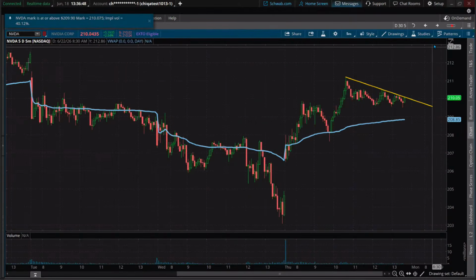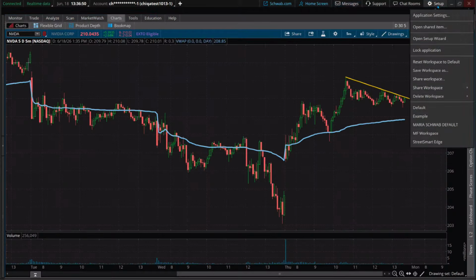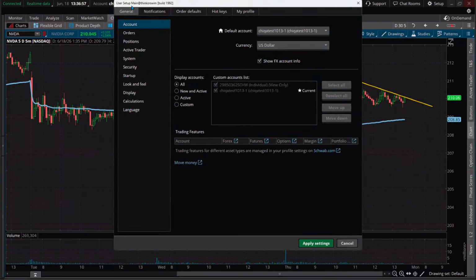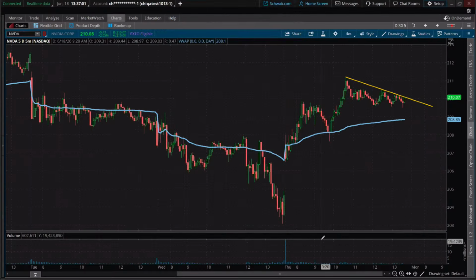So here's the deal. To set that up under setup, you could come over here and go right into application settings. It's under your notifications, to set up the email and the text for those sorts of alerts.